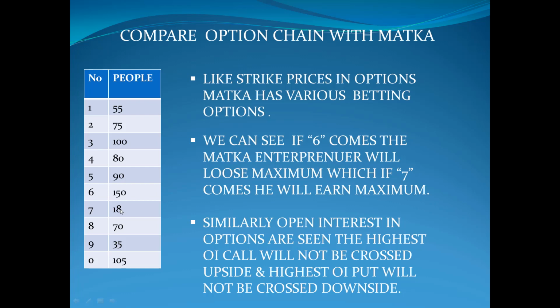Similarly, in options, you can see, just replace these people by open interest. You will see the highest open interest call writer will never allow the price to cross it. If it does so, he will remove his position and write upside. So that strike price where the highest open interest is there usually is not crossed, and the option expires below that. Similarly, for a put, that strike price where the highest open interest is there usually is not crossed downside, and the option expires above it. This is the concept in which the matka simulates an option chain.